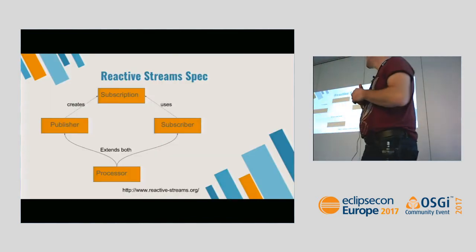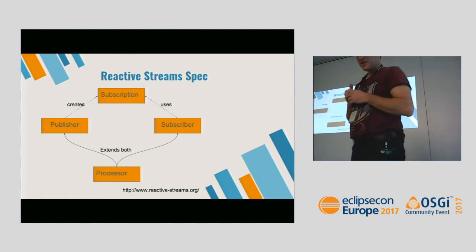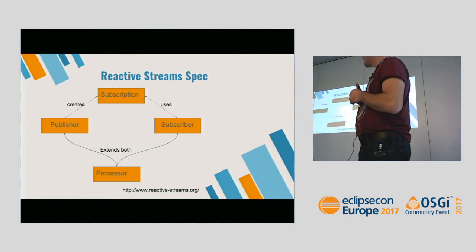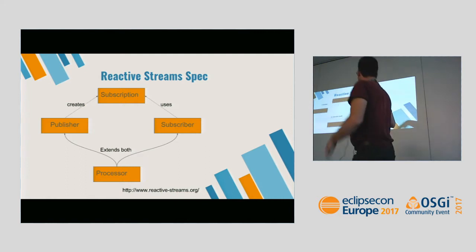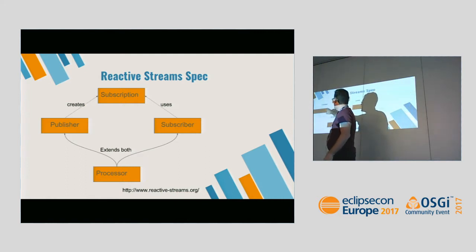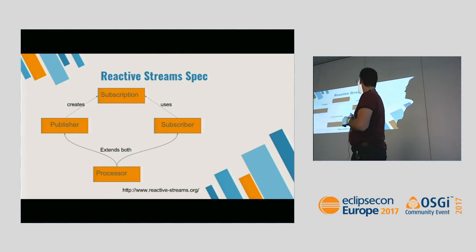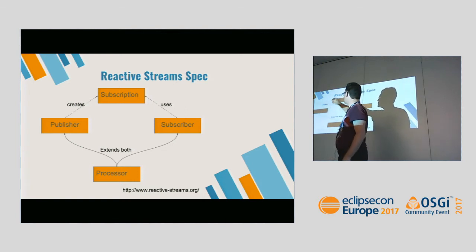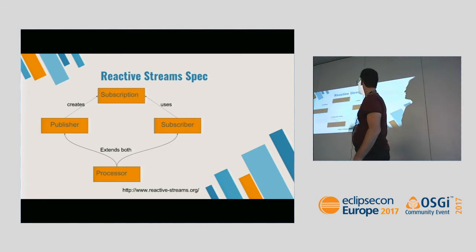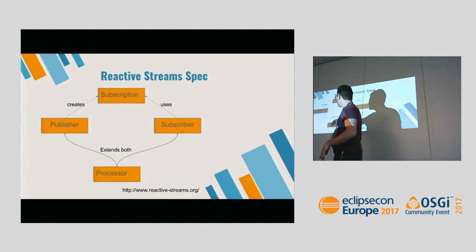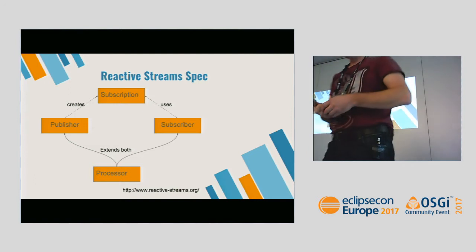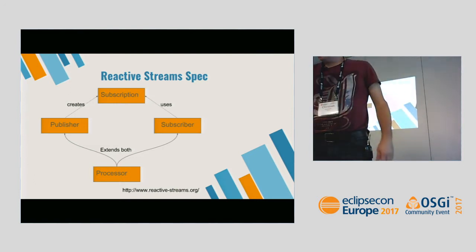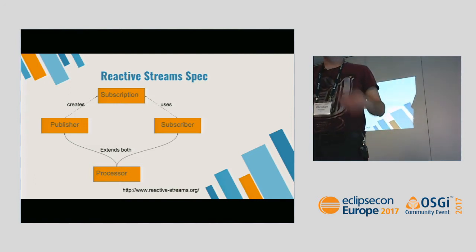So let's look at the spec. Oh, that's not so ideal. I hope you can halfway read it. I will tell it. There's the publisher in reactive streams. There's the subscription and the subscriber. So basically it works like that. The publisher creates a subscription and the subscriber later uses it. And there's also the processor, which just is a publisher and a subscriber, and could be something that is in between some pipeline.